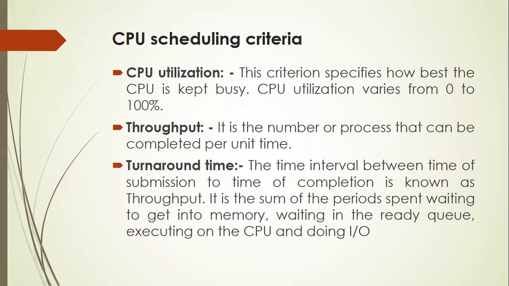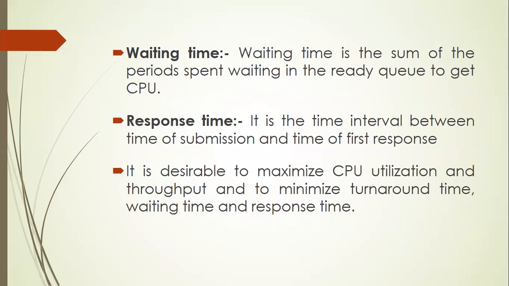The next one is waiting time. The time a process has to wait in the ready queue to get the CPU, we call waiting time. And the next one is response time. You submit a job at a particular time, and after some time you get some response from the system. That difference, from the time of submission to the time of first response, we call response time.